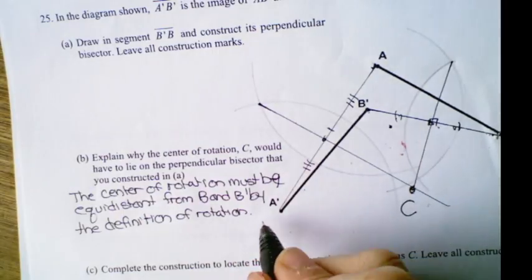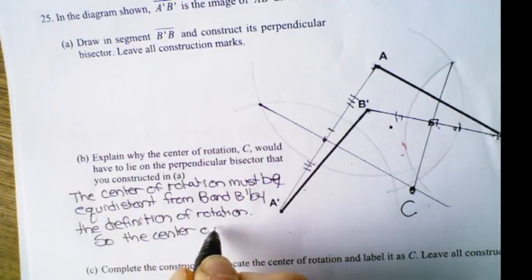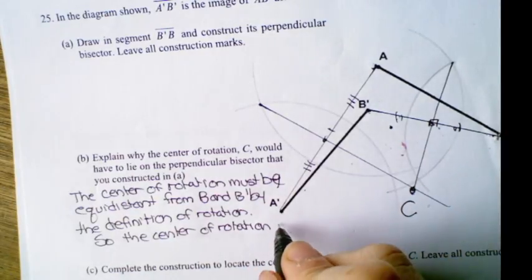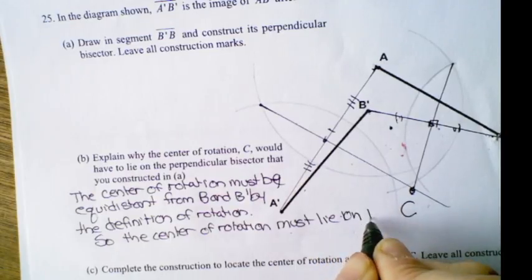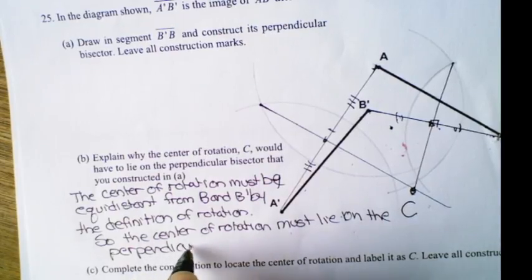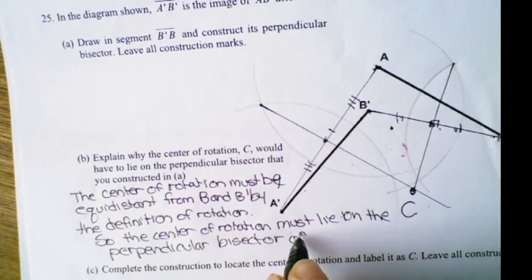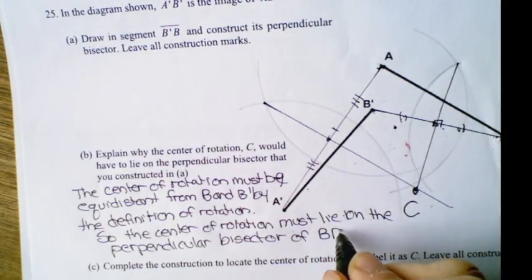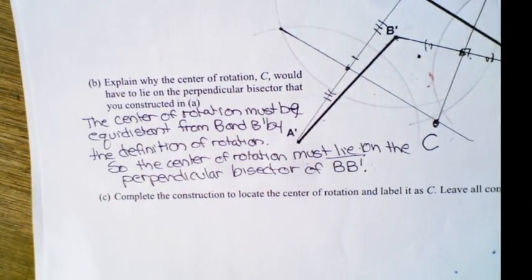So the center of rotation must lie on the perpendicular bisector of that line we created here, B, B prime, that line segment. So part C, I kind of went ahead and did the whole thing.